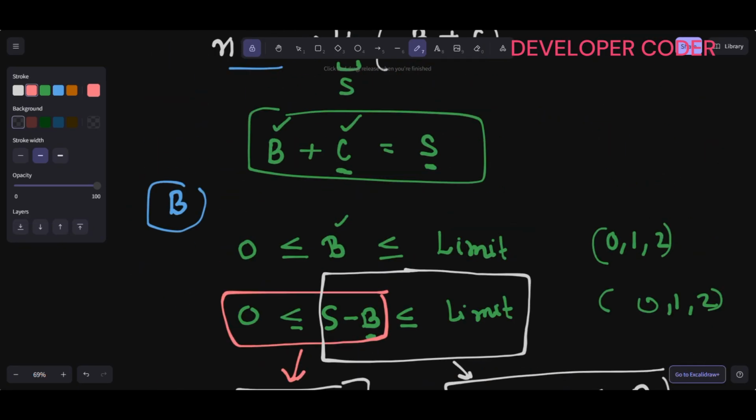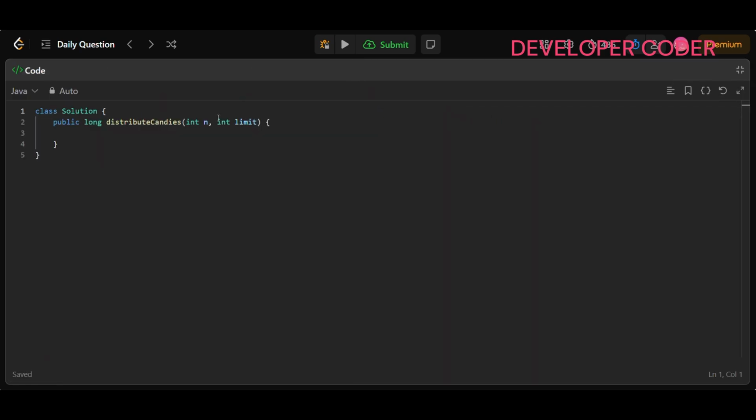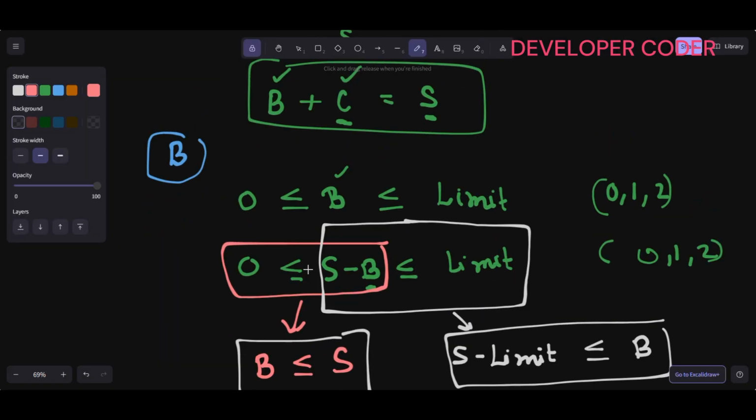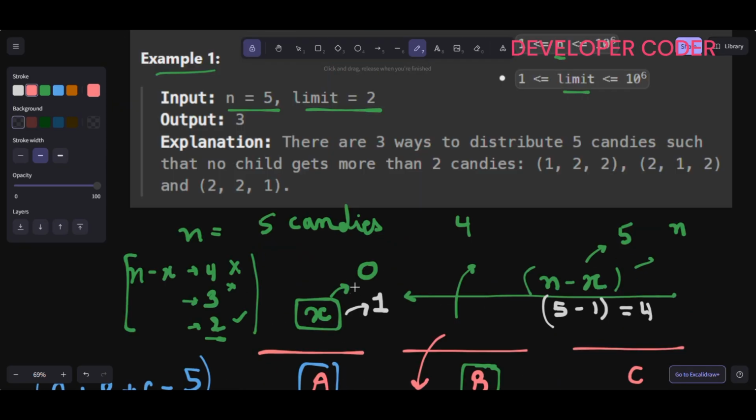Now let's write the code with this approach first. A very simple code. Create one variable, long answer, and set it to 0. Then run one loop, int i equal to 0. Here I am checking for the first child. For the first child I can give 0, 1 or 2, whatever I have, until the limit only.